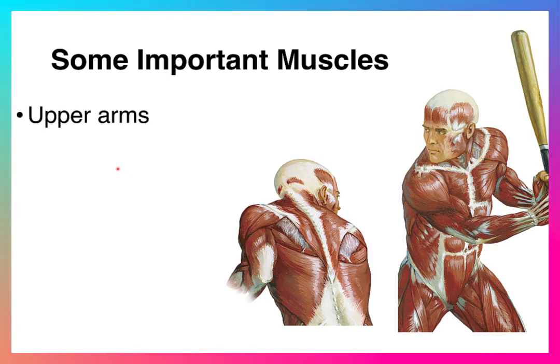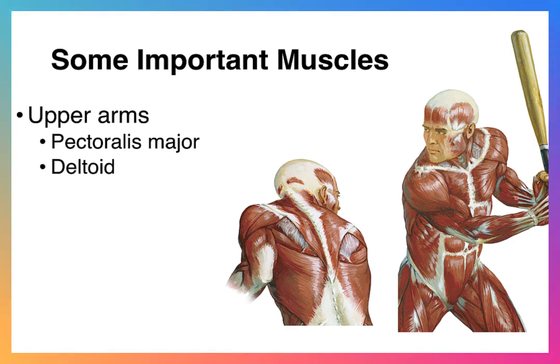In the upper arms, which is up here and back here, we have the pectoralis major, which is this muscle right here and right here. It attaches to the humerus as well as to the sternum, and it is responsible for, I call it the push-up muscle. It's responsible for the movement that you do when you do a push-up.